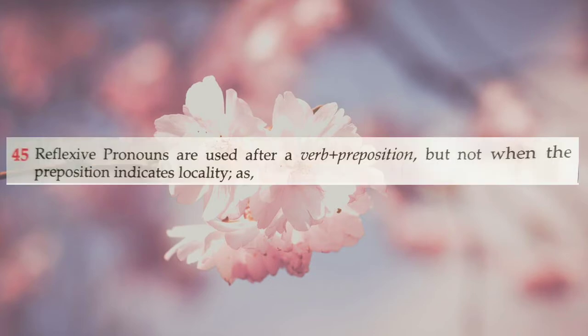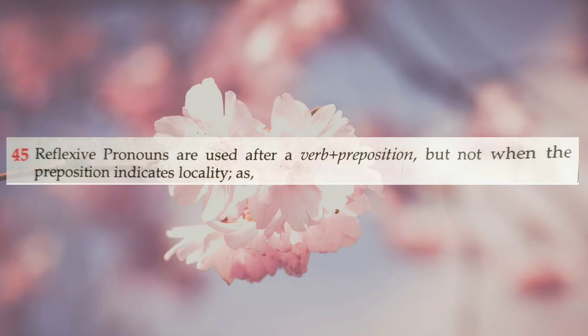Rule number 45 says reflexive pronouns are used after a verb plus preposition, but not when the preposition indicates locality. For example, he spoke to himself. So verb plus to, that is a preposition, and after that we use a reflexive pronoun. Another example, look after yourself. Look is a verb, after is a preposition, and after that we have used a reflexive pronoun. So this is the correct way of using a reflexive pronoun: verb plus preposition and then reflexive pronoun.